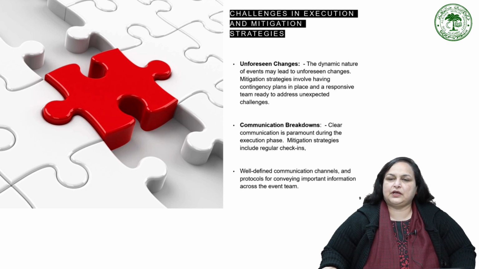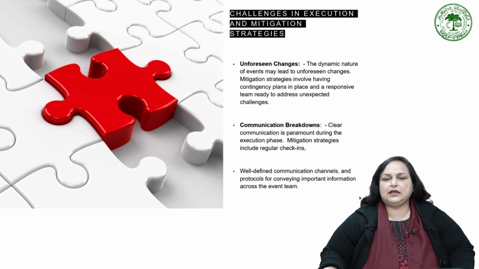Challenges in execution and mitigation strategies: unforeseen changes. The dynamic nature of events may lead to unforeseen changes during the execution phase. Whether it's a sudden change in weather or a technical glitch, event teams must be adaptable. Mitigation strategies involve having contingency plans in place and a responsive team ready to address unexpected challenges.